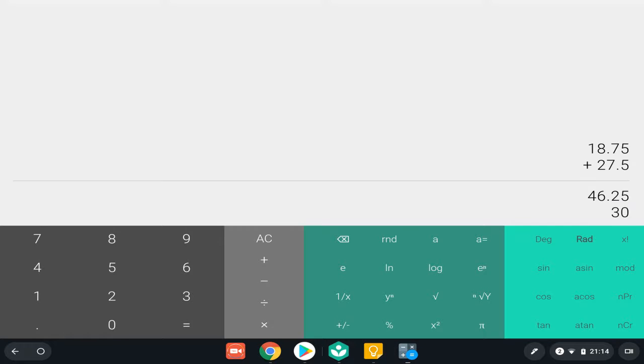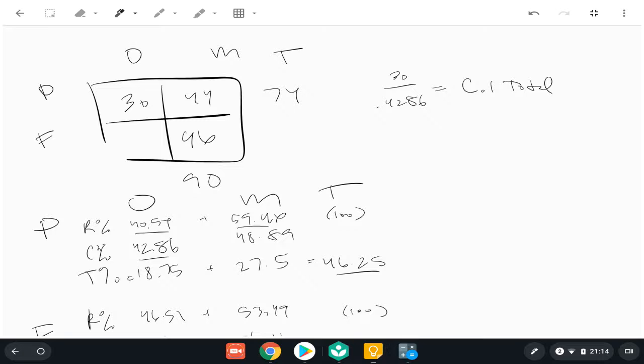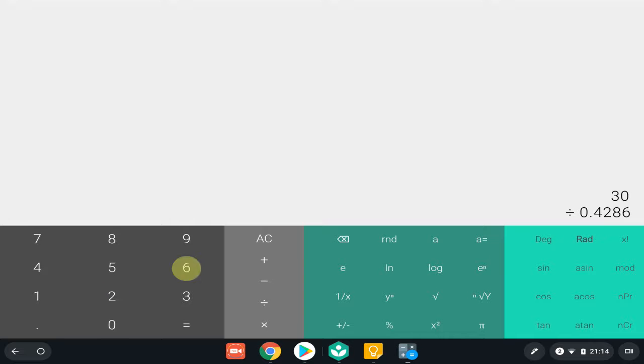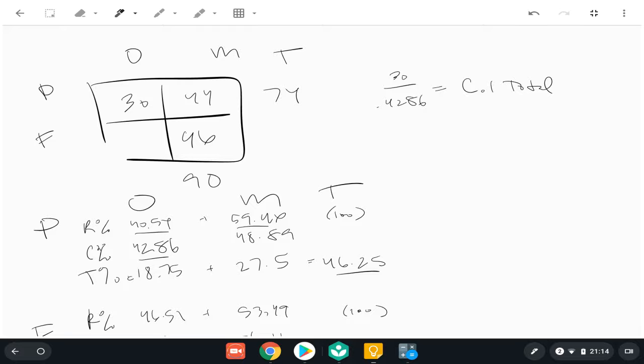30 divided by 0.4286 equals 70. And then if 70 is over here, we're missing 40 over here. And then 40 plus 46 equals 86, and that makes this into 160 and 160. All the math works out.